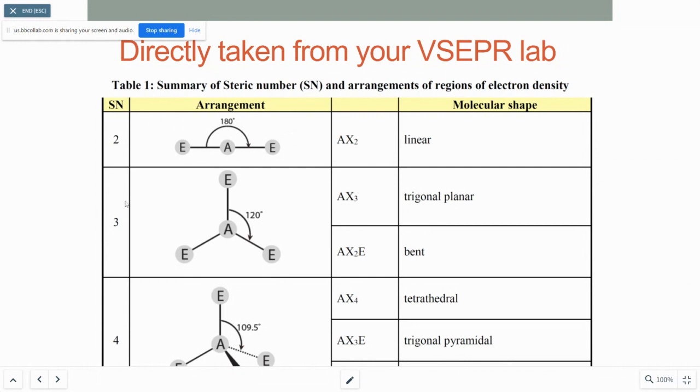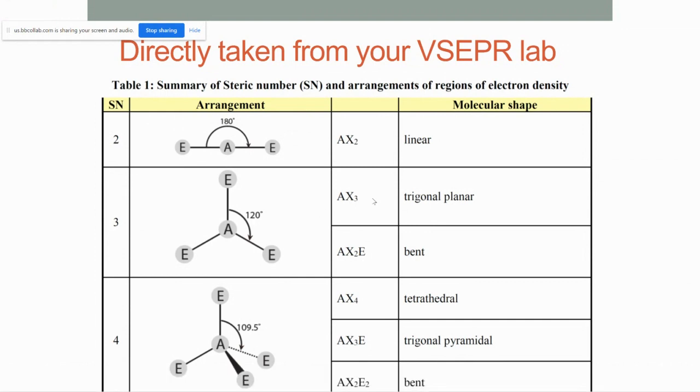That's how you can figure out the steric numbers. In other words, steric number is also known as electron groups. For example, AX3, I just look at X, there are 3 of them, that's how I come up with 3. All right, now let's move on.